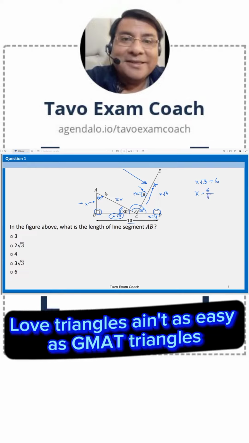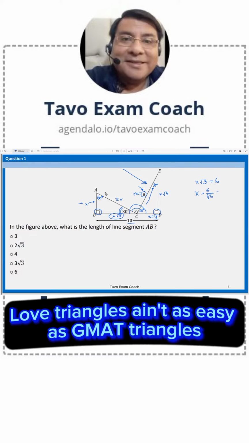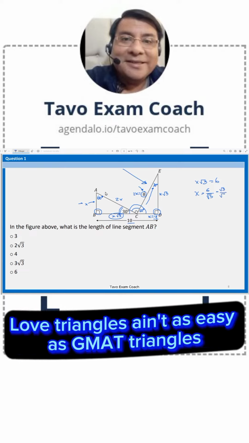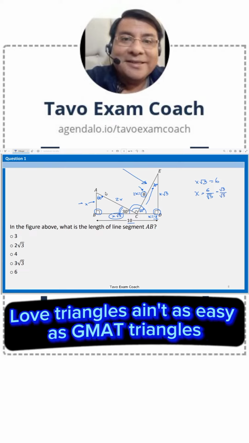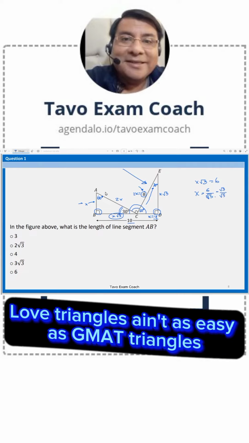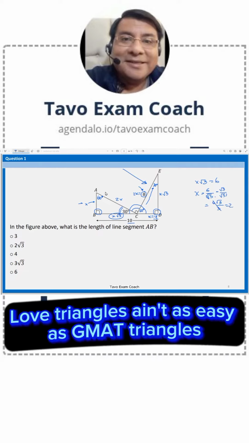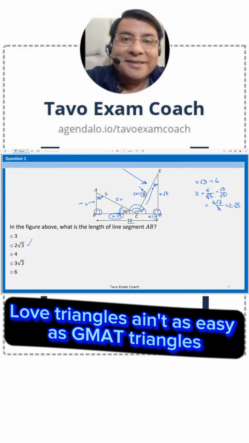6 divided by the square root of 3 is 6 times the square root of 3 over the square root of 3 squared. And this will be 3. So it's 6 times the square root of 3 over 3. You get 2 times the square root of 3. Option 2.